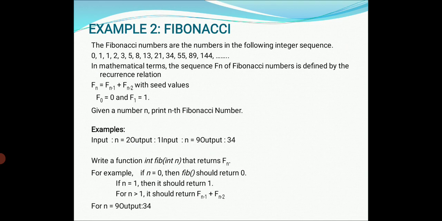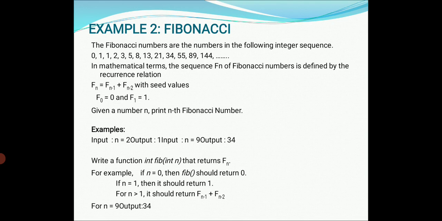In mathematical terms, the sequence Fn of Fibonacci numbers is defined by the recurrence relation Fn equal to Fn minus 1 plus Fn minus 2, with the seed values, that means the previous values, F0 which is equal to 0, F1 which is equal to 1. This is the initialization. So given a number n, print the nth Fibonacci number. For example, the input n is equal to 2, the output is 1. The input n is equal to 9, the output is 34.